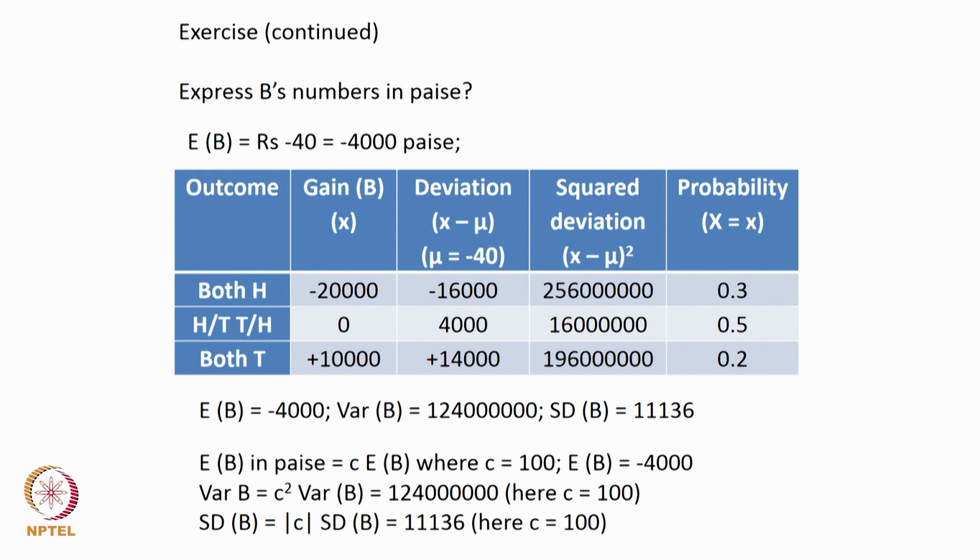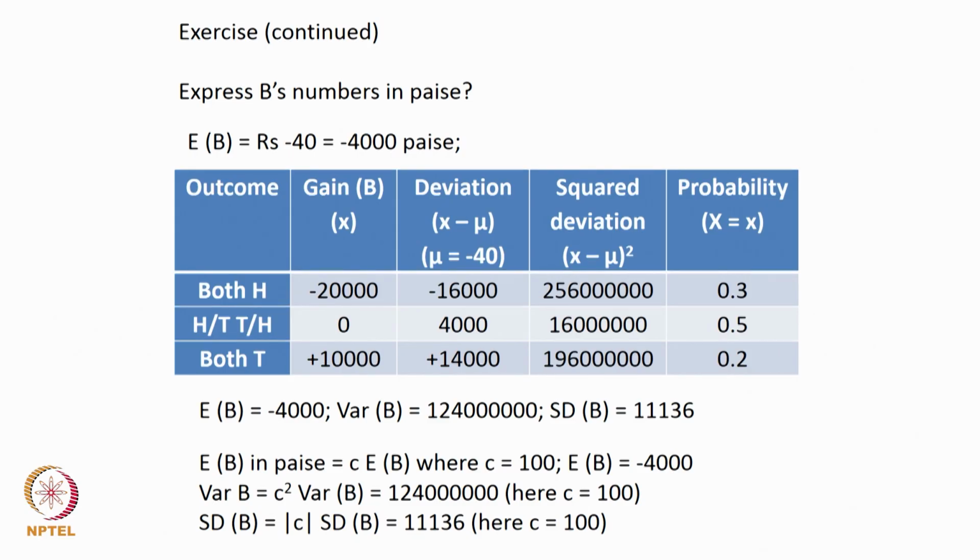So, 256 followed by 6 zeros, and 16 followed by 6 zeros, and 196 followed by 6 zeros. And therefore, the variance is 256,000,000 into 0.3 and so on. And when we do this, we get 124,000,000, which means the variance gets multiplied by 10,000 and the standard deviation gets multiplied by 100. The expected value also gets multiplied by 100.